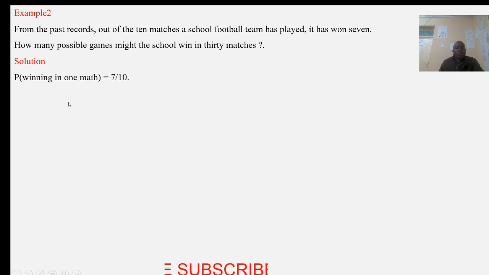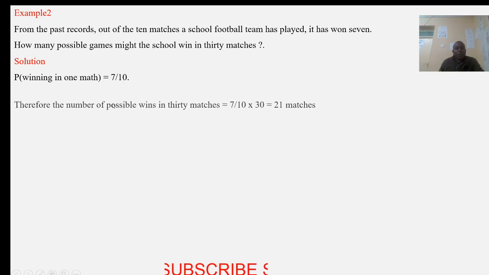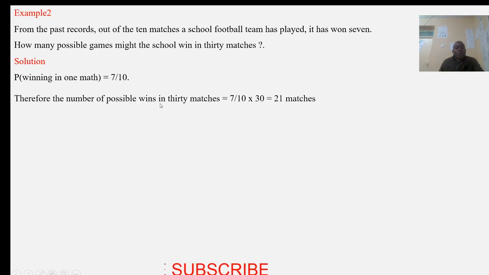So what we do: the probability of winning one match is 7 out of 10, because the team won 7 out of 10 matches. Therefore, the number of possible wins in 30 matches will be 7 out of 10 times 30, which means 21 matches. So, out of 30 games, it is likely to win 21 matches.